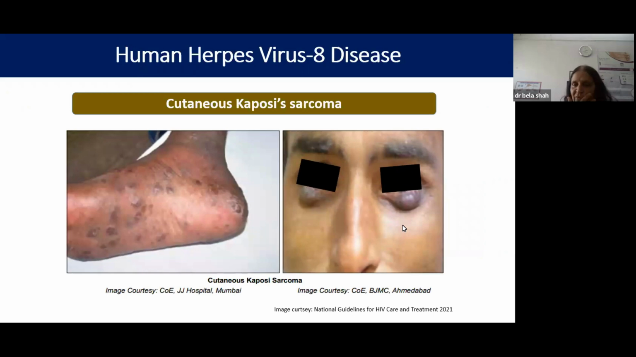Here you can see beautiful pictures of cutaneous Kaposi sarcoma, wherein the sole is studded with a lot of violaceous papules, multiple papules. At times, you may see erythematous lesions on the dorsum of the foot, and it can be associated with edema. The other slide shows involvement of the lower eyelid with typical violaceous lesions.